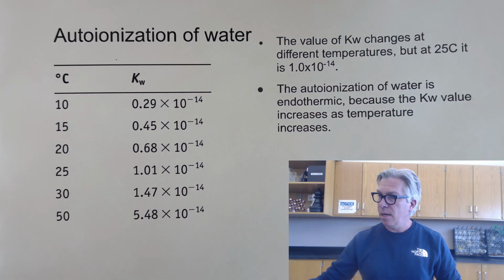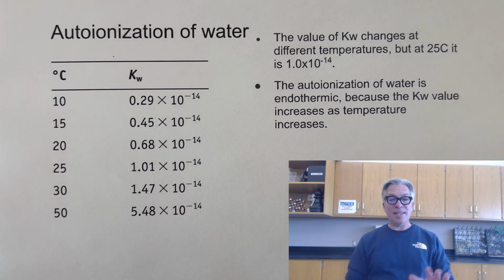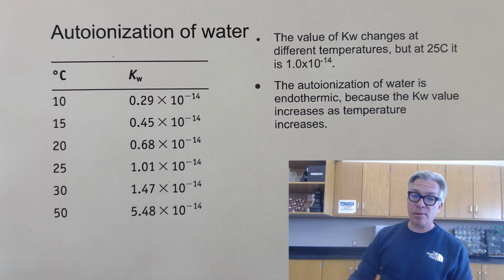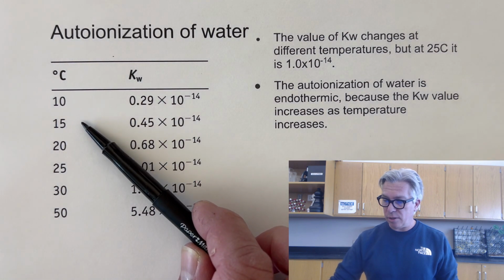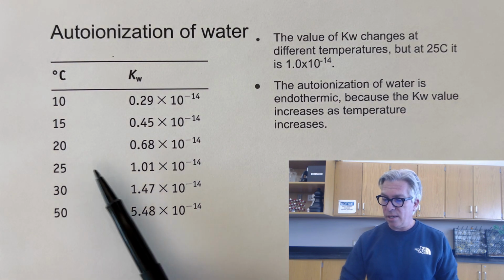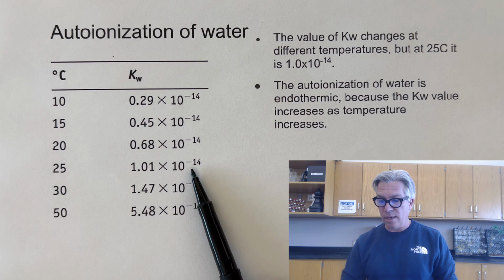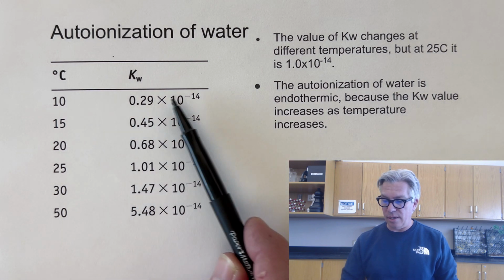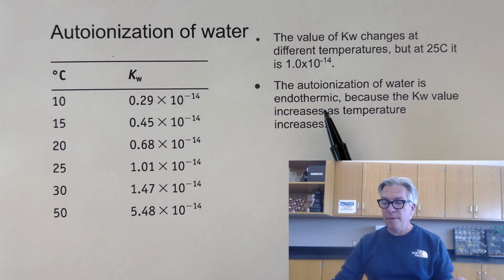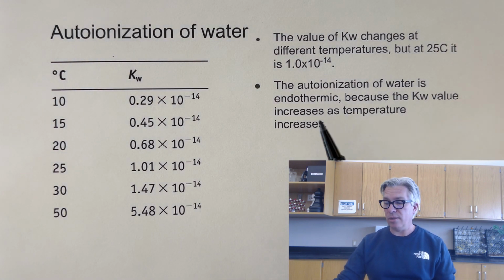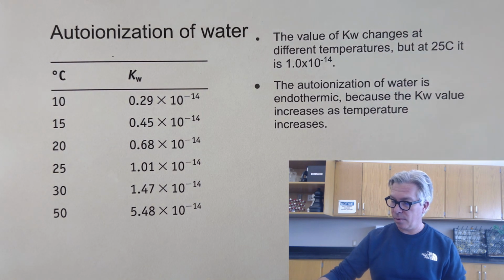A quick little note before we do some problems. We'll have a couple pause the video moments. That equilibrium constant is temperature dependent, as all equilibrium constants are. And as you look at this temperature, at 25 degrees, you're talking 1 times 10 to the minus 14th. At 10 degrees, it's lower. At 50 degrees, it's higher, which indicates that autoionization of water is endothermic. And we learned that in Unit 7.